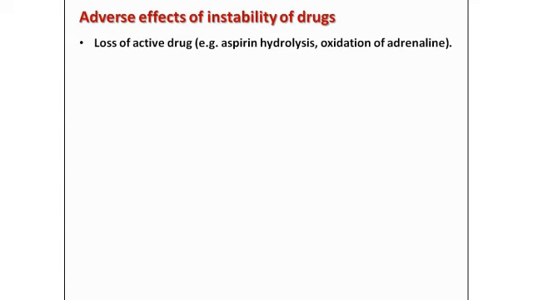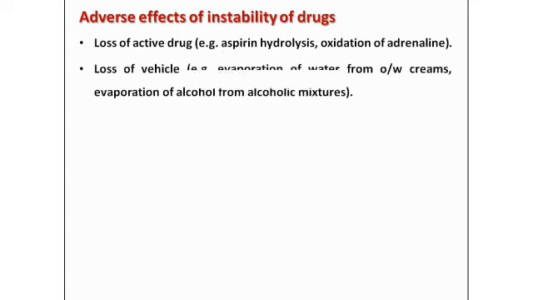Number one, loss of active drug. Sometimes the active pharmaceutical ingredient, that is the API, may get degraded. Example, aspirin gets hydrolyzed, and oxidation of adrenaline. These are the examples. Next example is the loss of vehicle.